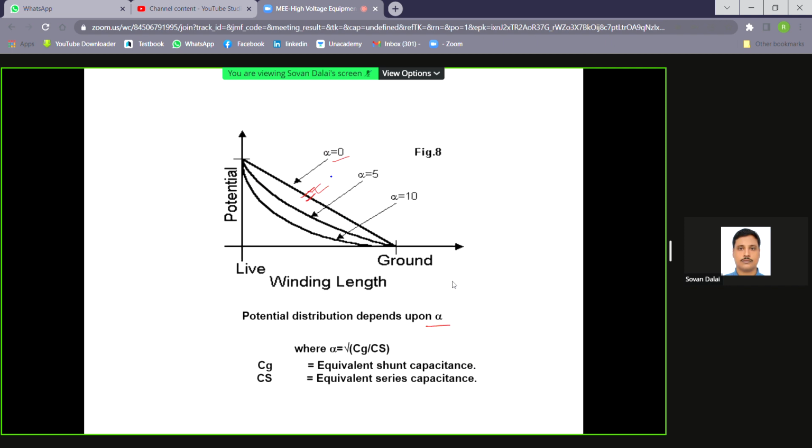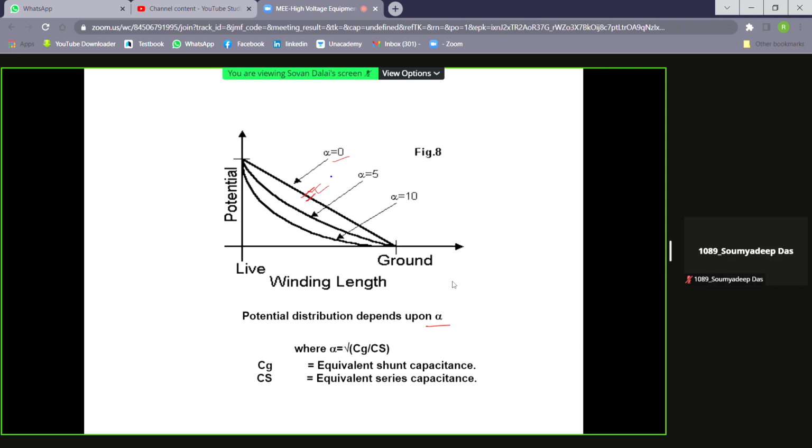Now we will discuss the methods incorporated during design time to improve the potential distribution along the transformer winding. Either decrease the effect of Cg or increase the value of the series capacitance. Is it clear? Yes, sir.